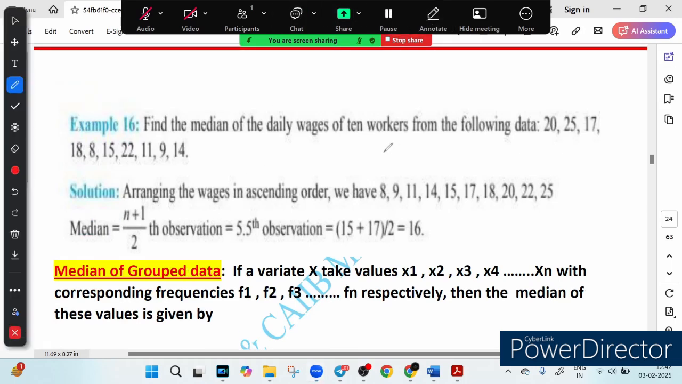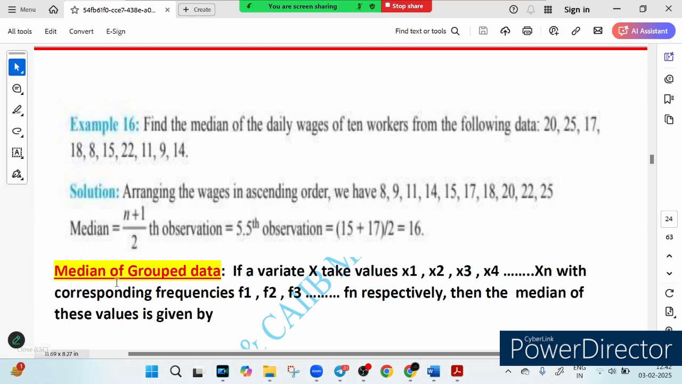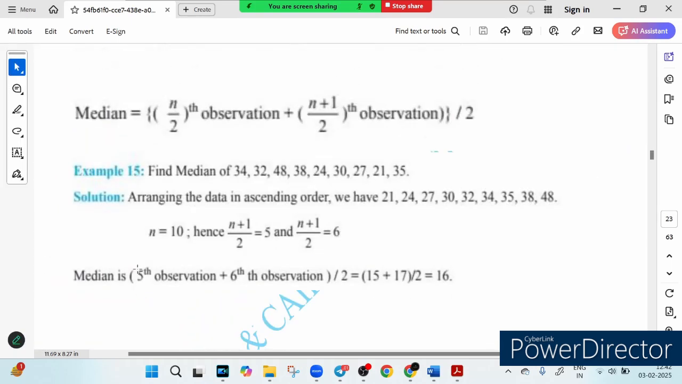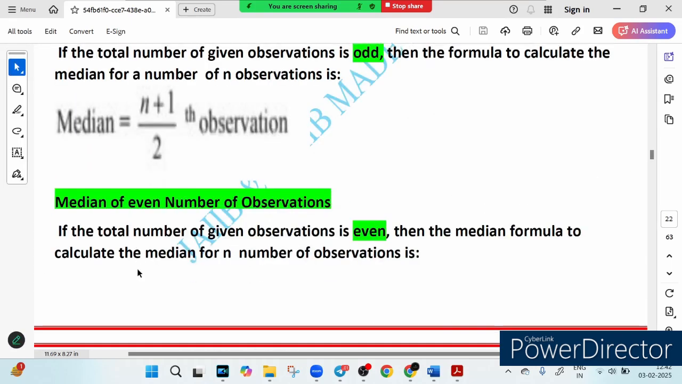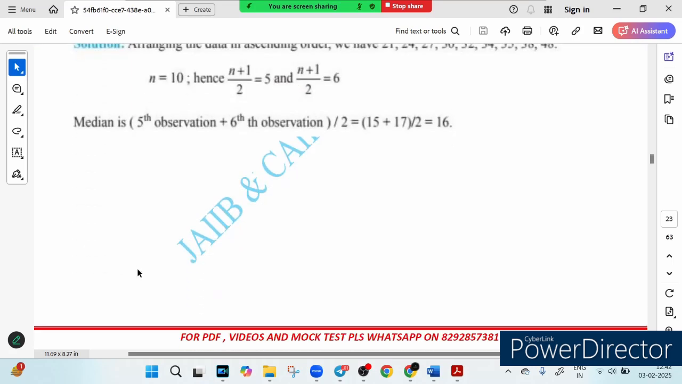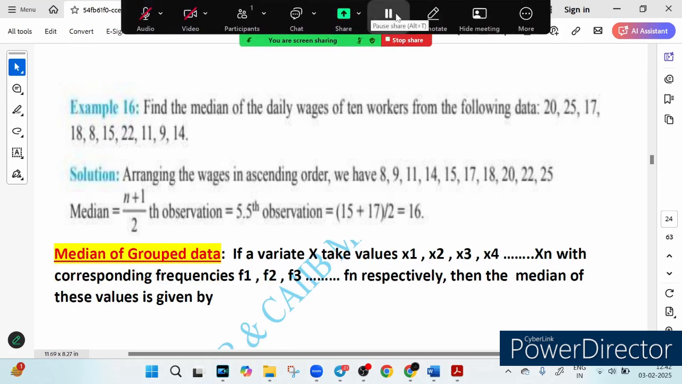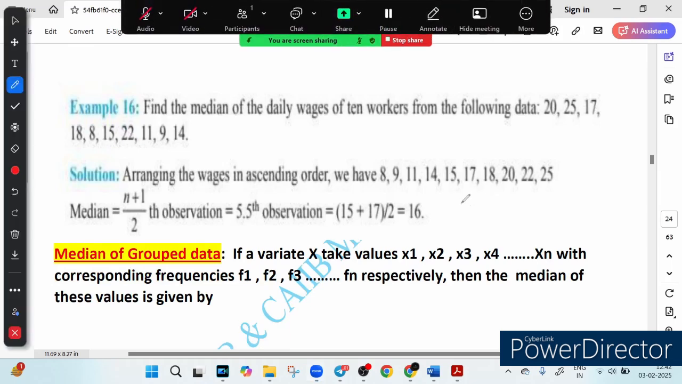Here it is clearly written 10 workers. So n is clearly 10. Since this is even, what do you have to do? For even, you have to find the n by 2th. First of all, you should arrange in ascending order. This is the ascending order.